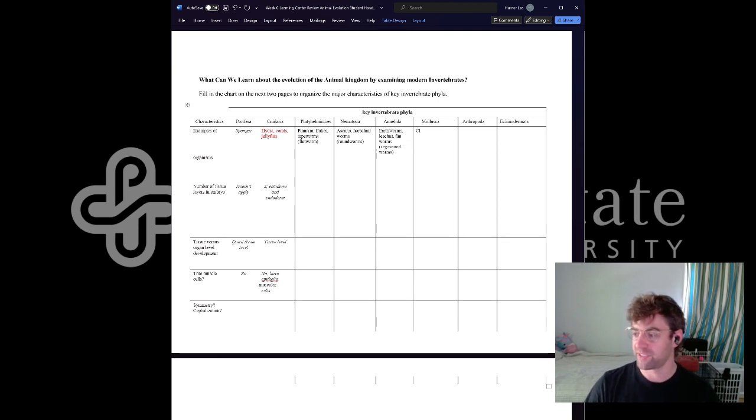Mollusca, these are all the really tasty ones, clams, oysters, snails, unless you're allergic to shellfish, my apologies. Arthropoda, insects, crabs, lobsters, and crayfish. These may be some of the most dominant invertebrates on the planet. And Echinodermata, we have starfish, sea cucumbers, sea urchins, and sand dollars.